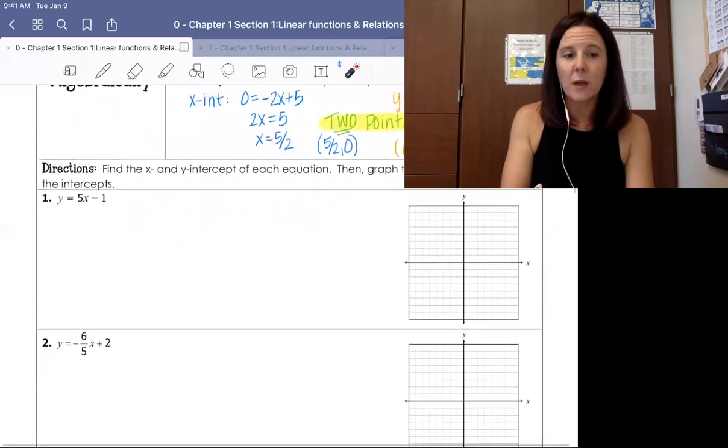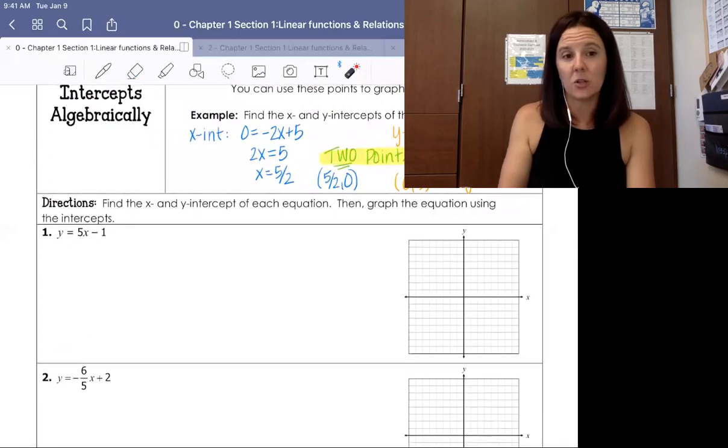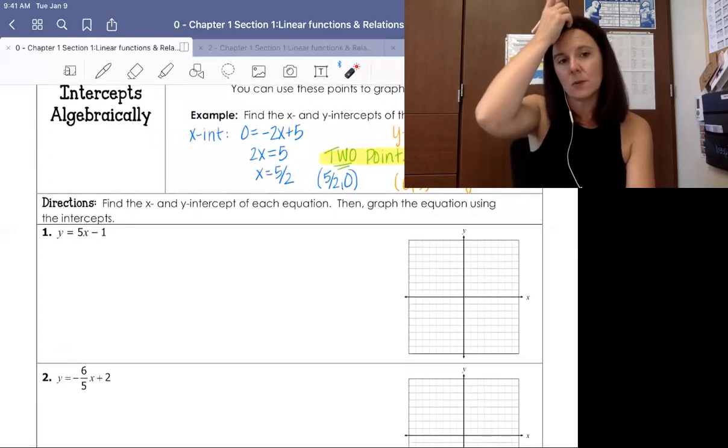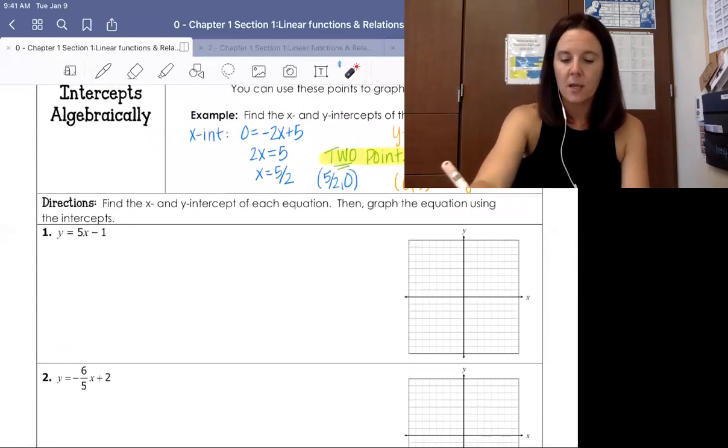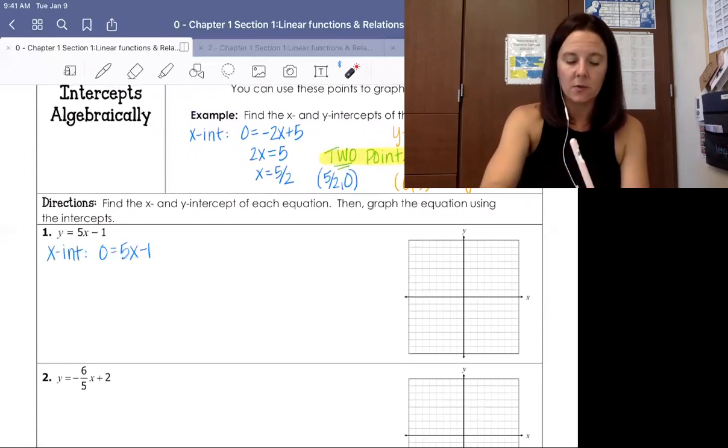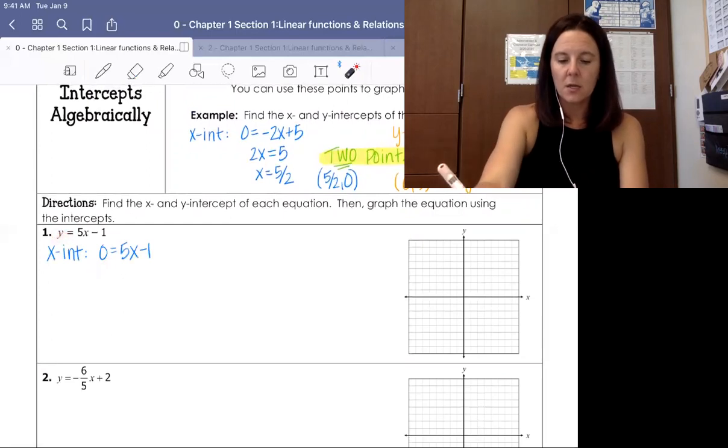These first 2 problems are fairly similar. We're going to start with y equals -5x minus 1. We're going to find the x-intercept by setting y equal to 0. So y becomes 0. Solve for x. So add 1 to both sides, divide both sides by -5. x is -1/5. So that's the point (-1/5, 0).